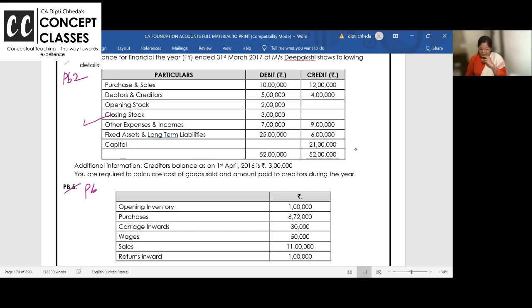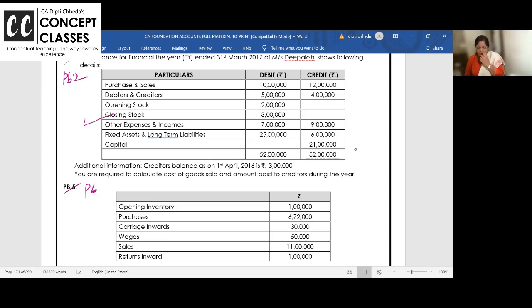Closing stock is given. Other expenses are given. Fixed assets are given. Capital is given. Preparing trading P&L final accounts is very easy. But the trick is that the way they give the question paper differs. Every time the way they give the question paper in the exam differs. So let us understand this and solve this illustration.